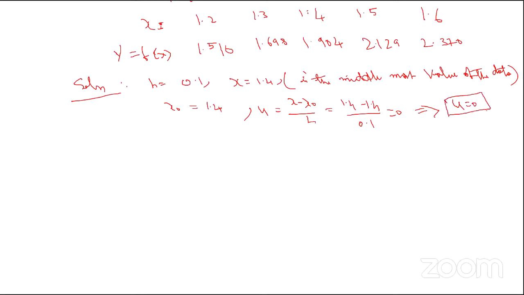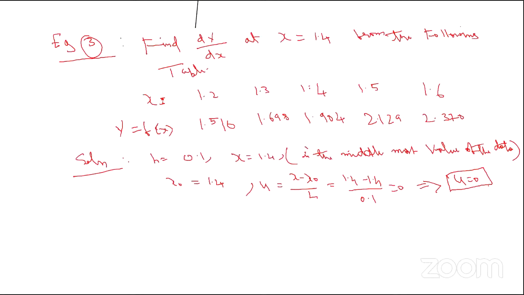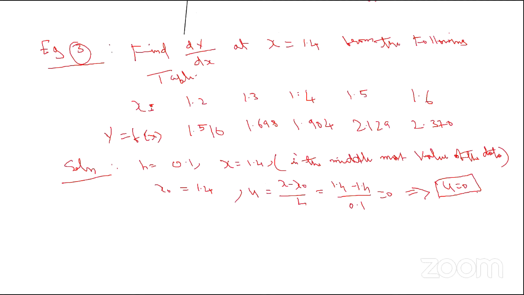u equal to 0. How do we find the h value? Okay, h value from the table. The x values are there, no? Here x is 1.2, here 1.3. 1.3 minus 1.2 is 0.1. 1.4 minus 1.3 is 0.1. 1.5 minus 1.4 is 0.1. 1.6 minus 1.5 is 0.1. This is the class interval difference, the same everywhere. Understood? Any doubt? Second term minus first term, third term minus second term, like that.